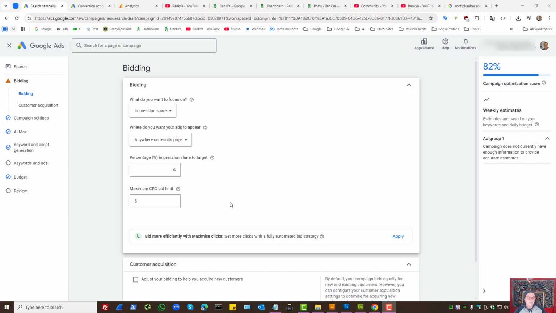Google Ads bidding strategies simplify. What is impression share and when would you want to use it?